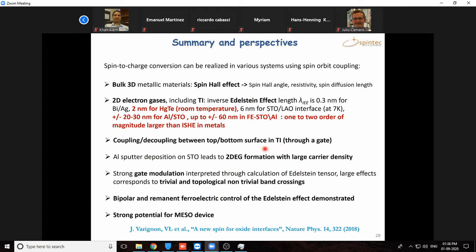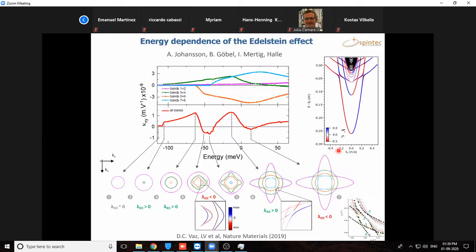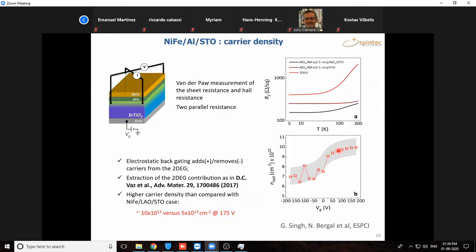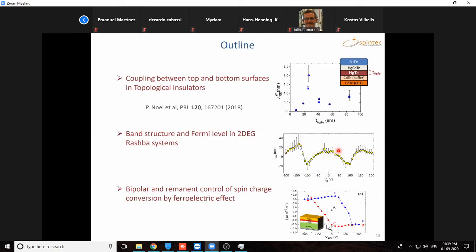So while people start making questions, I would like to ask about the first part on the cadmium telluride. You showed that you have an increase of the spin to charge conversion up to 30 nanometers. Isn't it quite large? For this thickness, I would expect the maximum to be somewhat lower.